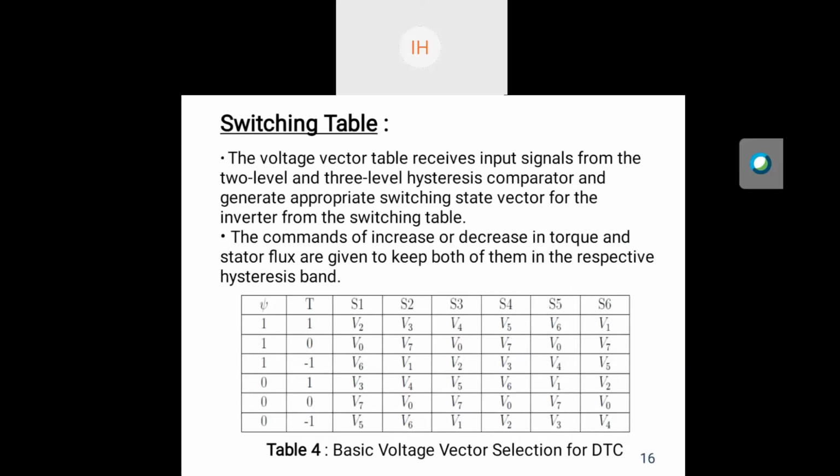And for all the possible states, like flux status 1 and torque status 0, that means we have to increase the flux and the torque remains unchanged. For this we have to select the zero voltage vector, that is V0, and similarly all of these are given in this table.